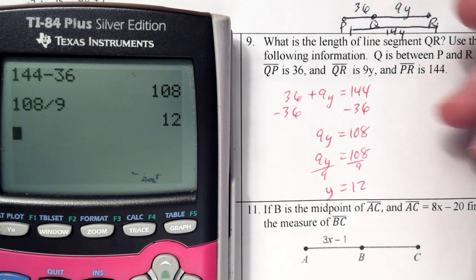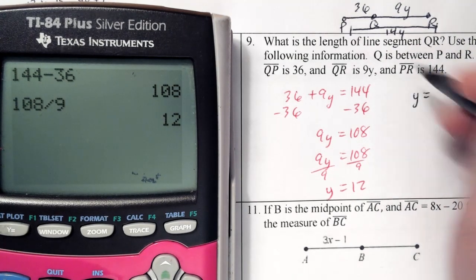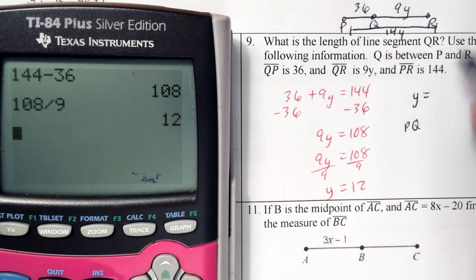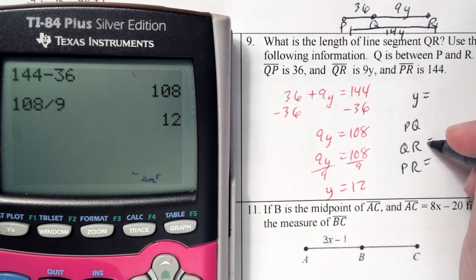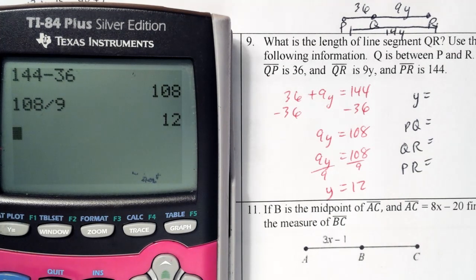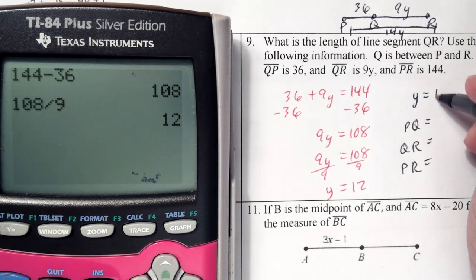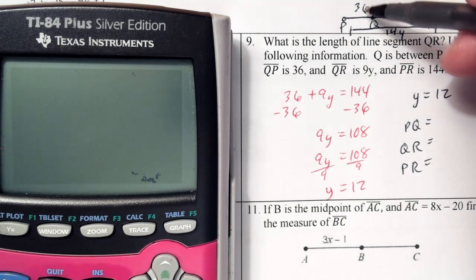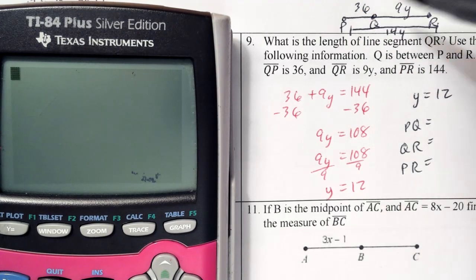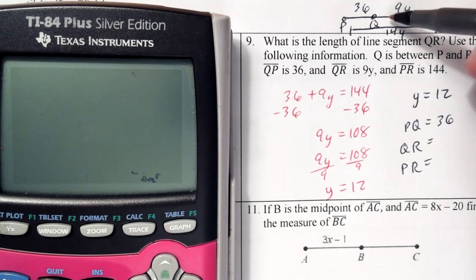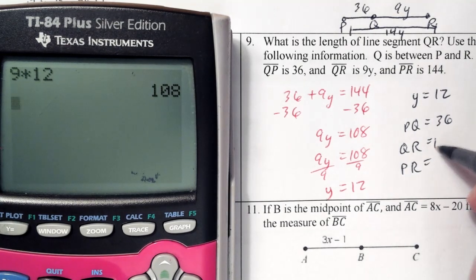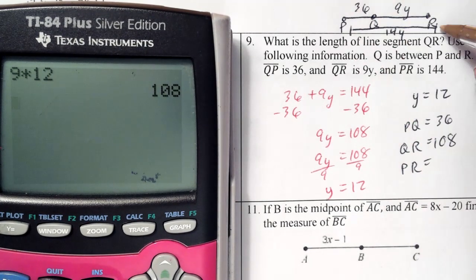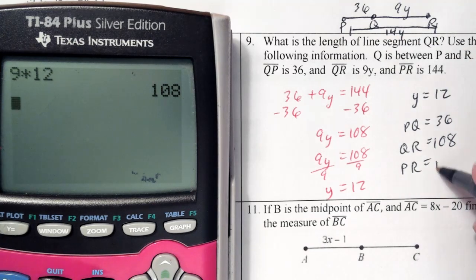Awesome. So now we have y equals 12. I want the left side PQ, I want the right side QR, and I want the whole shebang P to R. Just find that every single time, right? We just said that y was 12. Now let's plug it in. Okay, P to Q, well, that's already there, so that's just 36. Q to R is 9 times whatever y was, which was 12. We got 108. And then the whole shebang, they already told us, was 144.